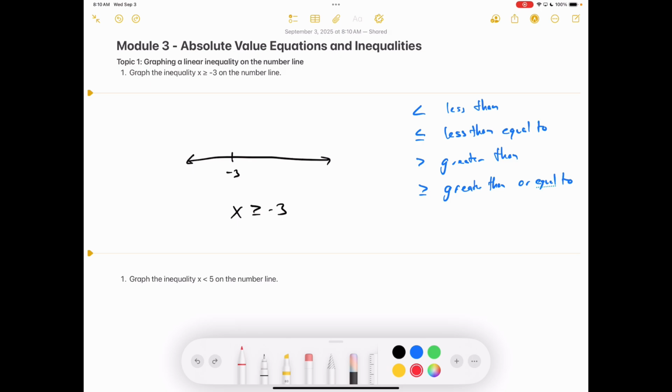Our rule here is when you have less than or greater than, you use an open circle. And when you have less than or equal to or greater than or equal to, you use a closed circle. This signifies that you can equal that point; where it's open, it doesn't mean you can equal it. We'll see this a lot on graphs. So this one is greater than or equal to, so we do a closed circle. The arrow's pointing to the right. The numbers get bigger as you go to the right.